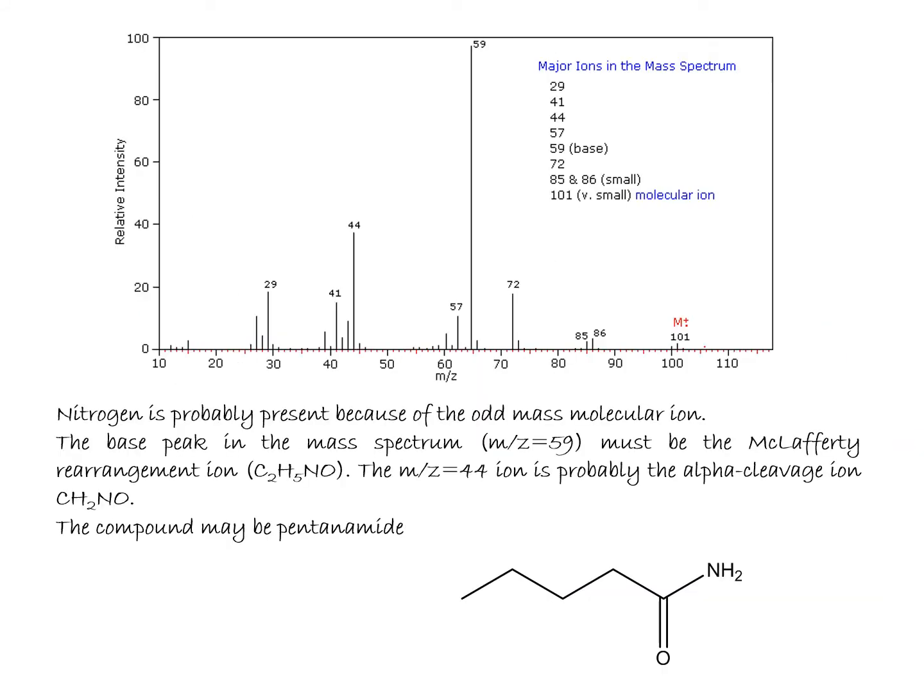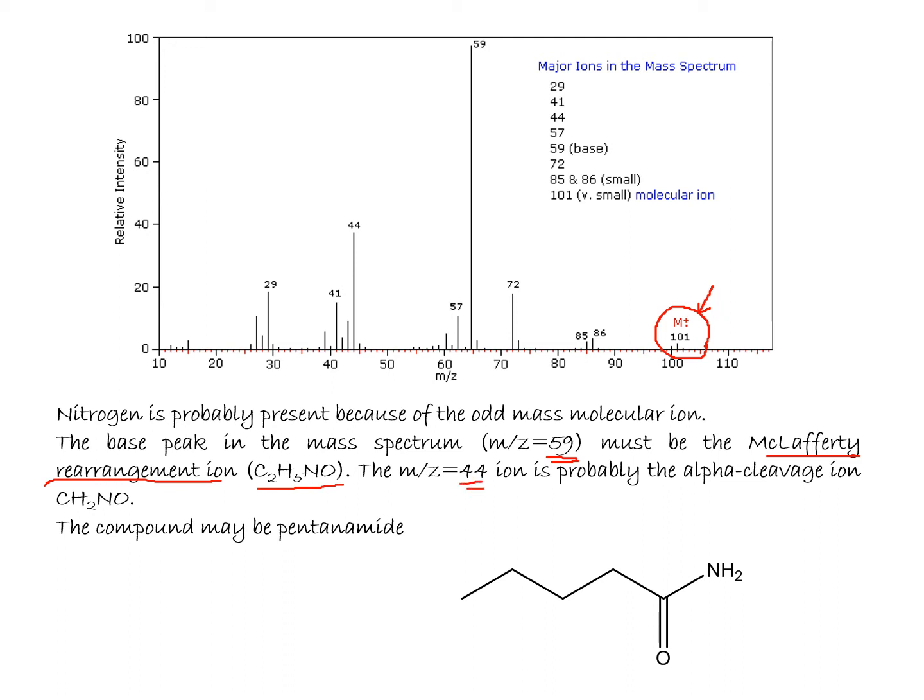Here is a mass spec showing molecular ion at 101. It's odd, and we have mentioned that most likely it is an amide, so it contains nitrogen. Odd number, okay. Nitrogen is probably present because of the odd mass molecular ion. The base peak in the mass spec is 59. Most likely it is a McLafferty rearrangement product. It's C2H5NO.